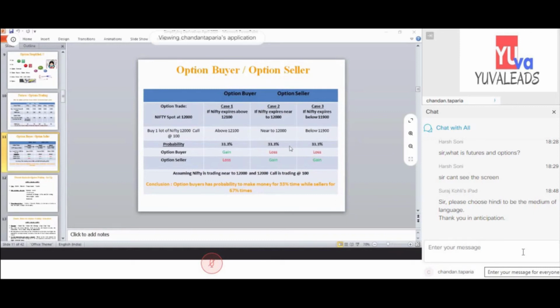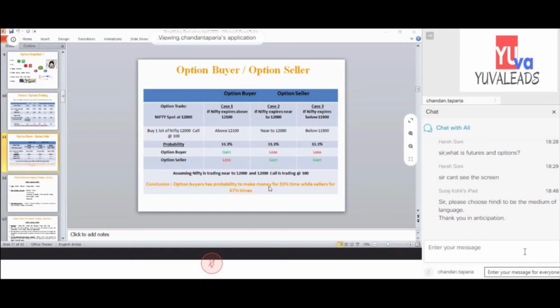So this is what I understand. Now, how do we get the execution based on the same? What I understand is the option buyer has a probability of making money of only 33%, and the seller has a probability of 67%. So if you're an option buyer, don't buy options every day. If you buy options every day, that means 67% of the time you are donating your money to the option seller.